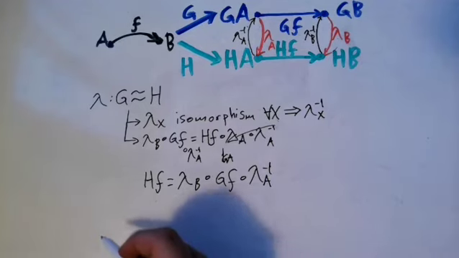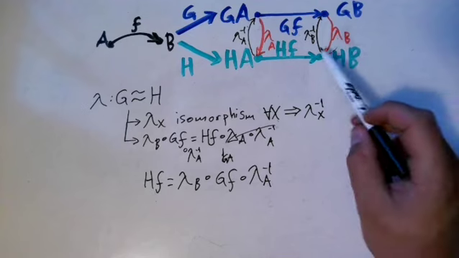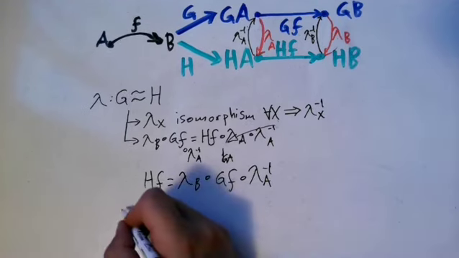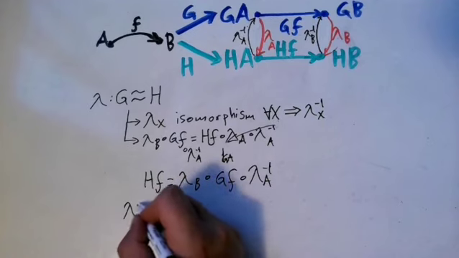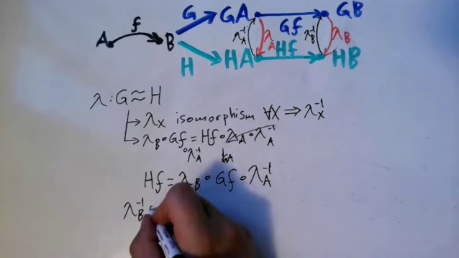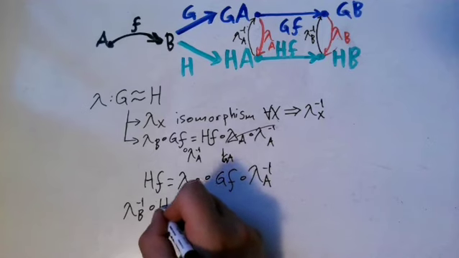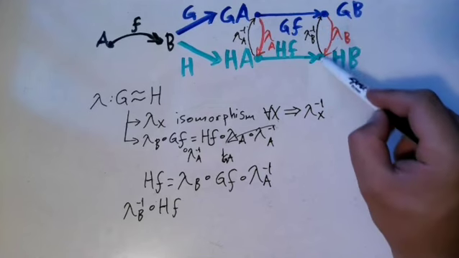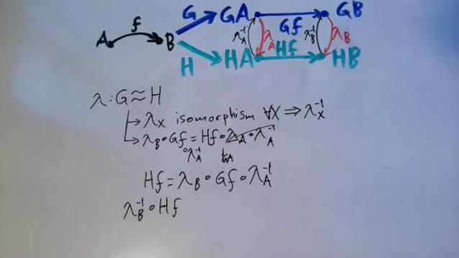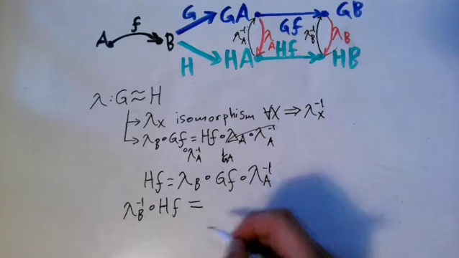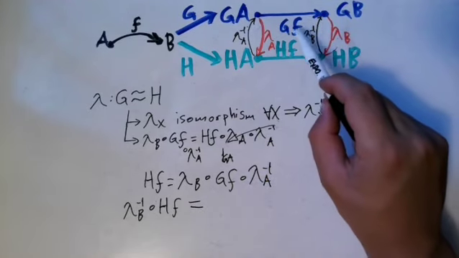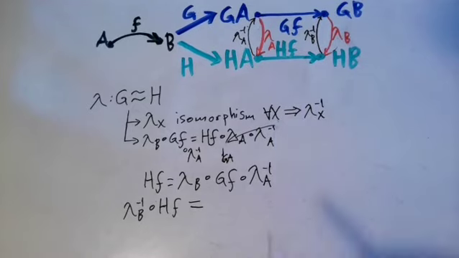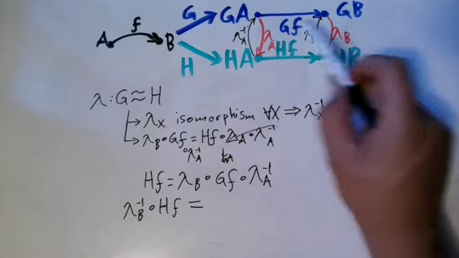But then we can look at the commutativity of the square going the other way. So what if we wanted to say that lambda B inverse after H of F, this chain here, is equal to G of F after lambda for A inverse, this chain here. So the commutativity of the square going the other way.